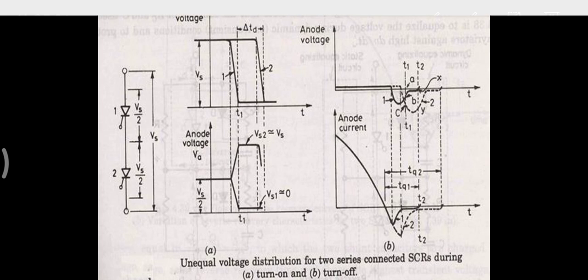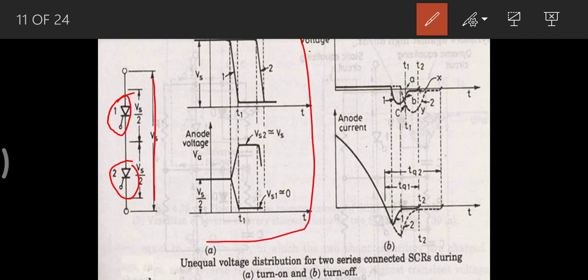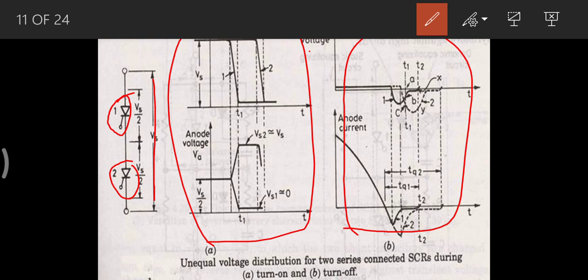See here. Suppose two SCRs are connected in series and the voltage distribution is divided into two halves, Vs by 2, Vs by 2, and the total string voltage is Vs. Let us see the switching characteristics. This part is the turn on timing characteristics or dynamic characteristic. This is the turn off dynamic characteristics. Let us see, SCR1 and SCR2 are connected in series.